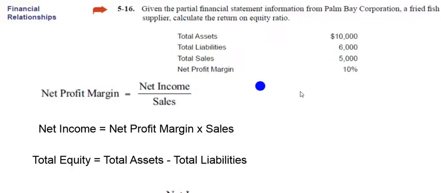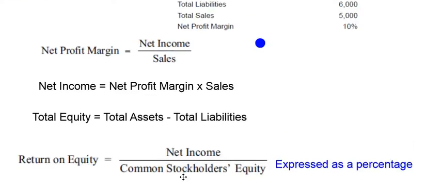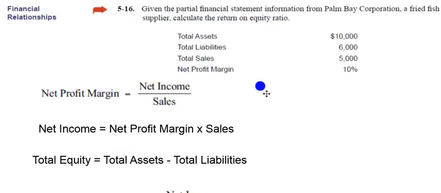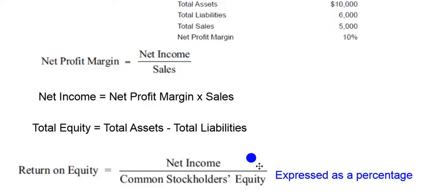So our total equity is going to end up being 10,000 minus 6,000, so that's going to be 4,000. So we're going to be dividing. Our numbers here end up being 500 for net income and $4,000 for total equity, or common stockholders' equity. So that's going to give us our ratio, and we want to express that as a percentage. Okay.